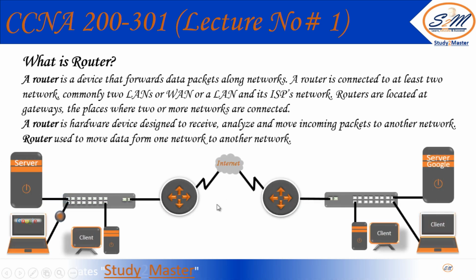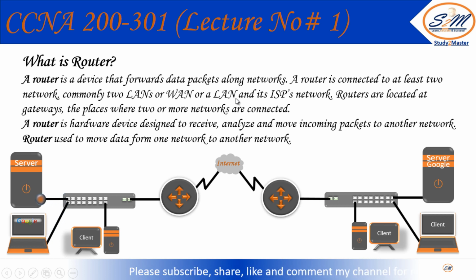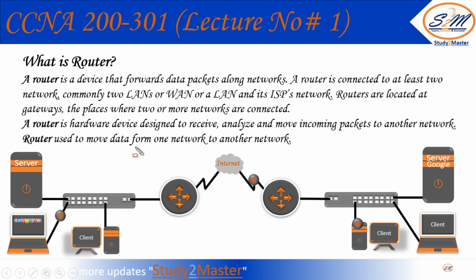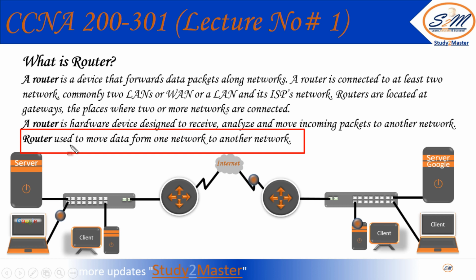Look at this diagram. A router is a device that forwards data packets along networks. A router is connected to at least two networks, commonly two LANs, or a LAN and its ISP's network. Routers are located at the gateway, the place where two or more networks are connected. A router is a hardware device designed to receive, analyze, and move incoming packets to another network. In simple terms, a router is used to move data from one network to another network, and we use a router at an edge or a gateway.